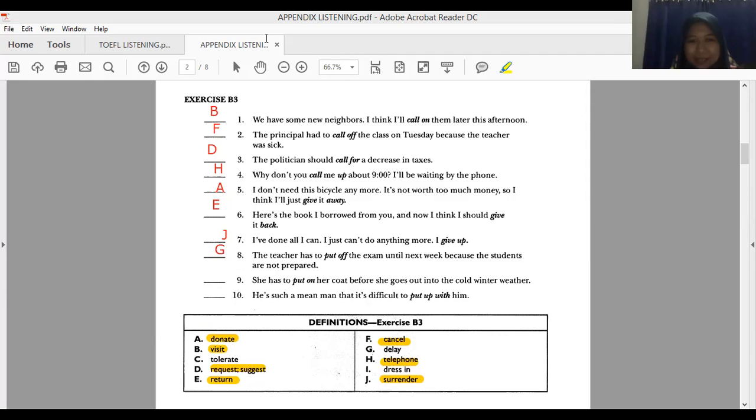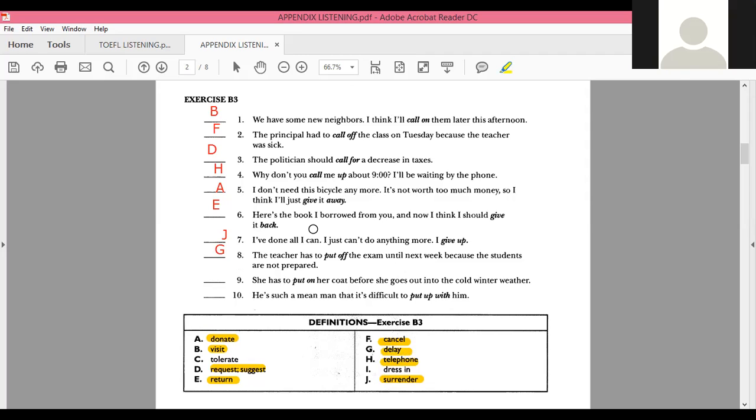Number 9, Miss Alma. She has to put on her coat before she goes out in the cold winter weather. Dress in. Dress in. That's right, dress in.